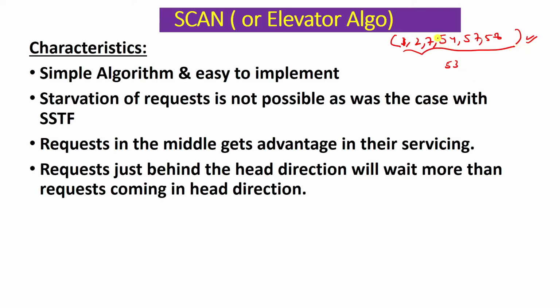So after sorting we can simply start from 53, go to 54, then go to 57, then go to 58, right? After that we can take this other part and go through it. To find the total head movement, we start from 53 and then go to 58. We will also go to the last cylinder.